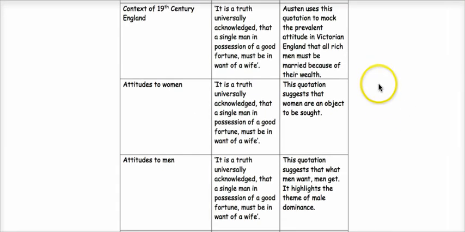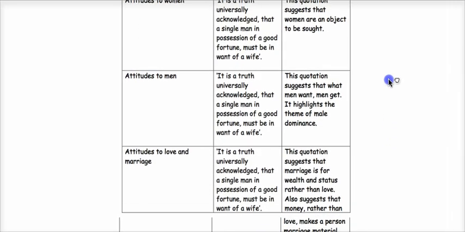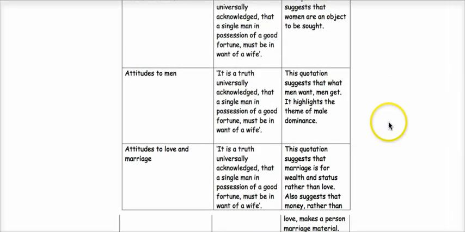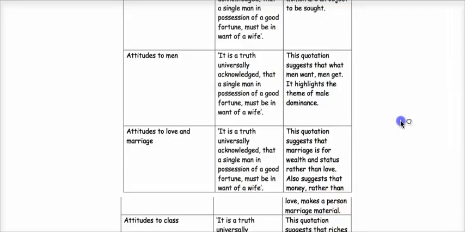How does it link to attitudes to women? It suggests that women are an object to be sought. Attitudes to men, it suggests that what men want, men get, and highlights the theme of male dominance. Attitudes to love and marriage suggests that marriage is for wealth and status rather than love, and also suggests that money rather than love make a person marriage material.